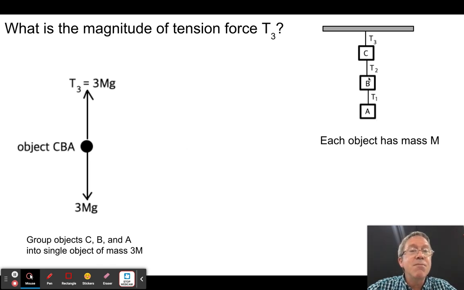Each of these things has a mass of m, and I want to know what the value of tension force T3 is on this string right here, just this one string. Okay, so I'm going to collectively call this my system. It has a mass of 3m, so therefore the gravitational force downward is equal to 3 mg. And since it's not accelerating in the downward direction, it's tied to the ceiling, the upward force of tension force T3 must also be 3 mg.